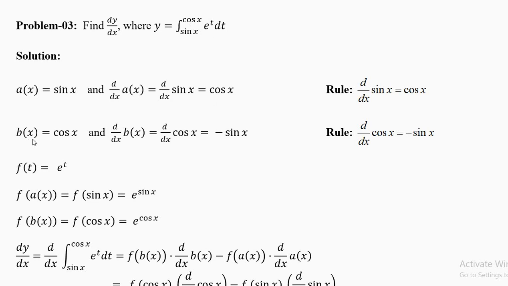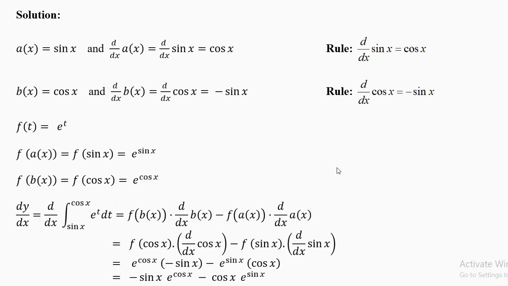B, the upper limit, is cos x. Derivative of cosine is minus sine. Please remember the minus sign. Remember your differentiation rules from calculus 1.